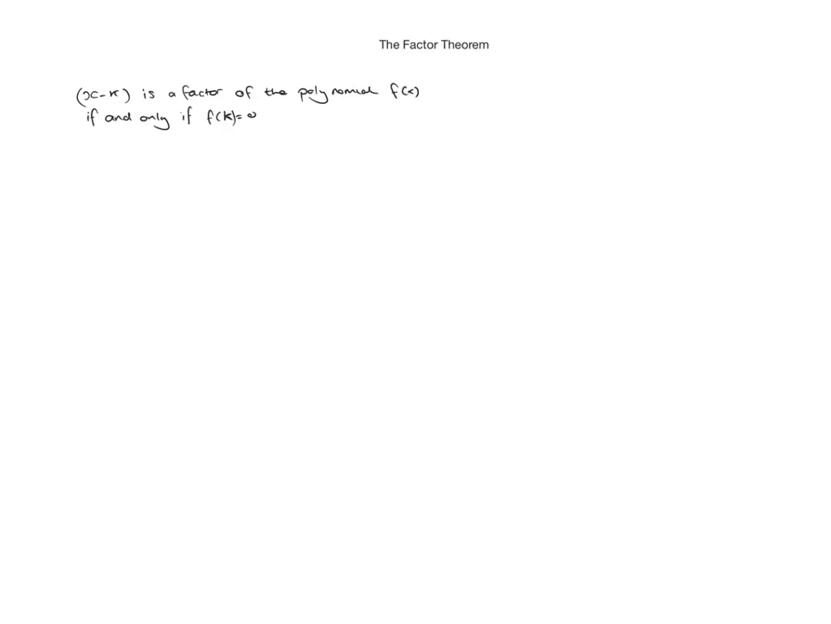Hi guys, so today we're going to discuss the factor theorem and what it is and how we can use it to solve problems. As you can see on the screen there, the factor theorem essentially states that x minus k is a factor of the polynomial f of x if and only if f of k is equal to 0.